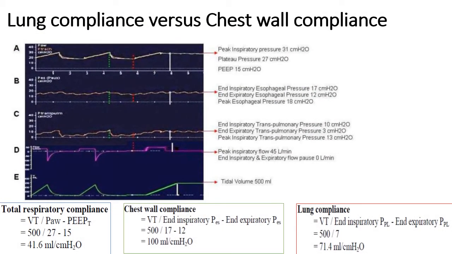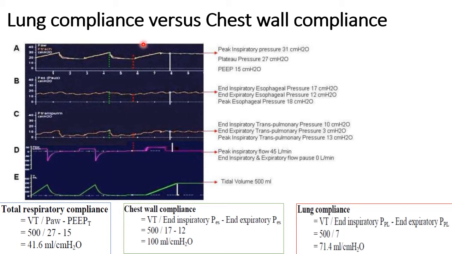Let's dig a little deeper into compliance. Can we differentiate between the lung compliance versus the chest wall compliance? In the last slide, we calculated the total respiratory system compliance. And the answer is yes. What we need is esophageal balloon manometry, basically to estimate the pleural pressure, and we'll talk about how to do it.